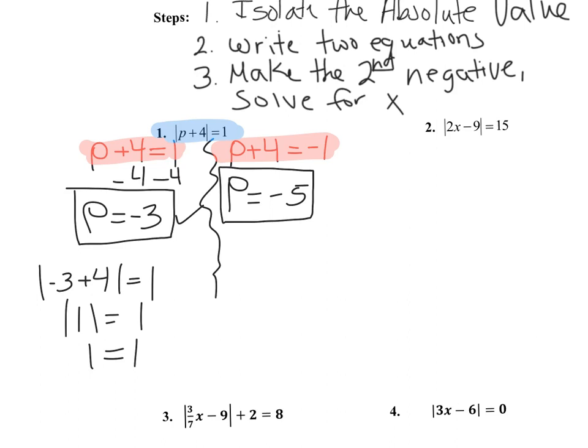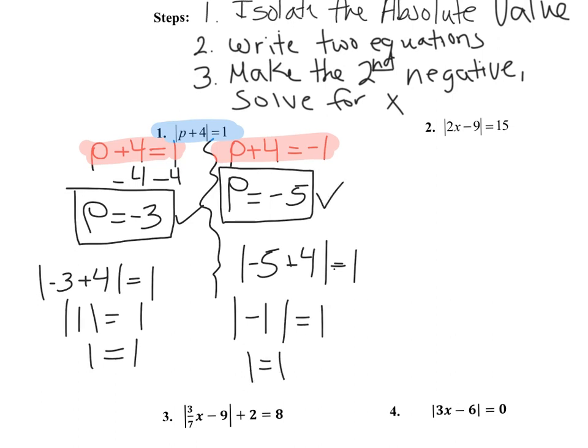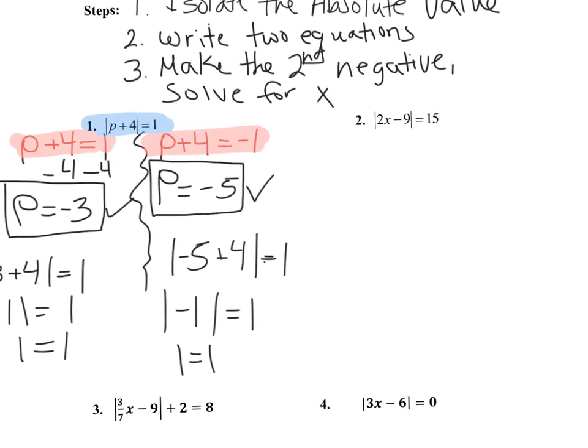Now let's verify the other one. So we've got absolute value of -5 plus 4 equals 1. And then we simplify, and we have absolute value of -1 is equal to 1. Now, most people would actually say, oh, this isn't going to work, but that's not the case, because remember, anything that goes into an absolute value is going to become positive. So we have 1 equals 1, and this one does work as well. So we end up with 2 answers for number 1, okay? Got 2 solutions.